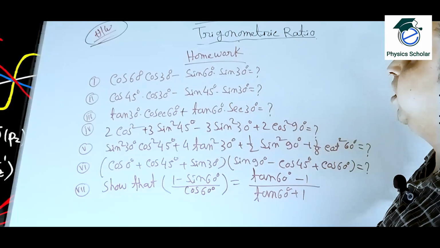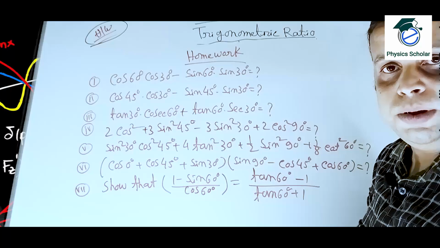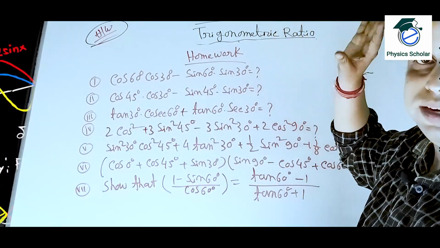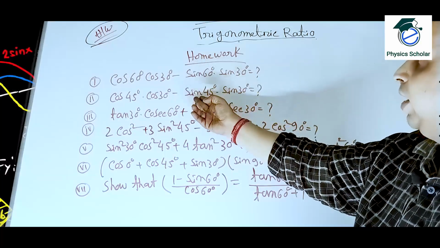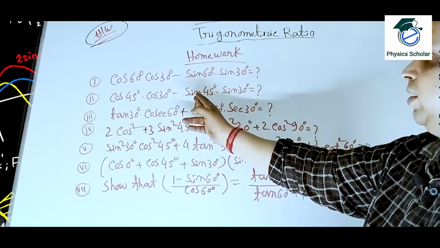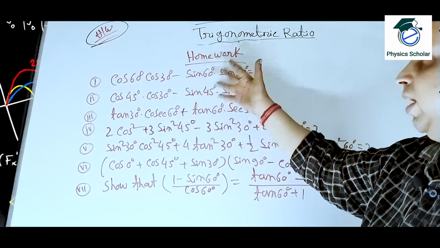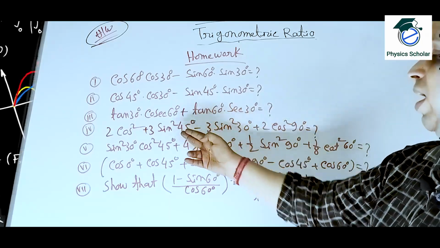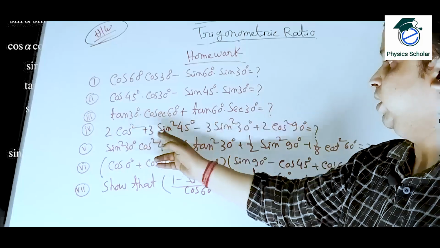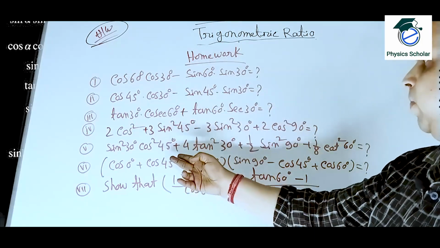So the first one is cos 60 degree, cos 30 degree minus sin 60, sin 30. Already I have given you the chart of the values. You only have to put the values there and calculate. Very easy. The second sum is also the same. You only have to put the values of the different angles of cos and sin and calculate. The third one is also the same. The fourth one is the same, it is a square. After putting the value you have to do the square and then multiply 2, 3 and 2 and do the calculation. Just a very simple equation, okay.